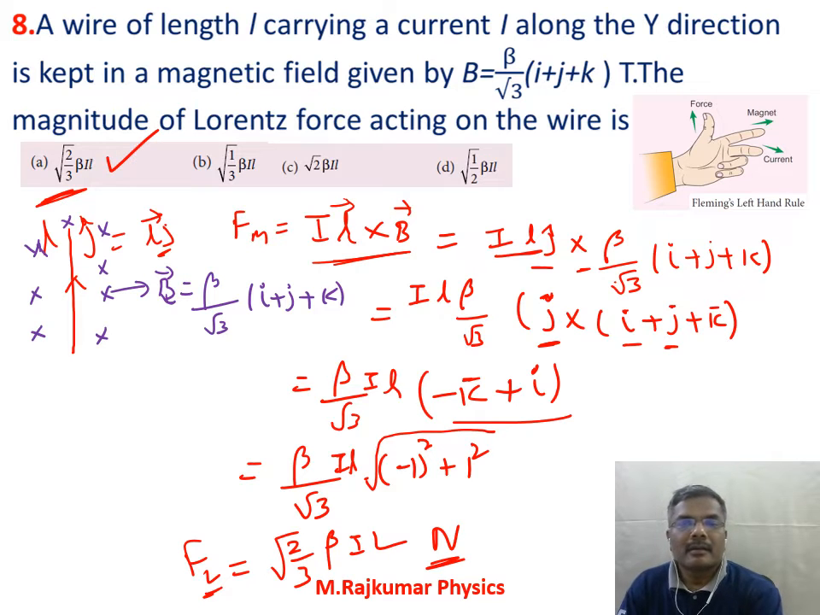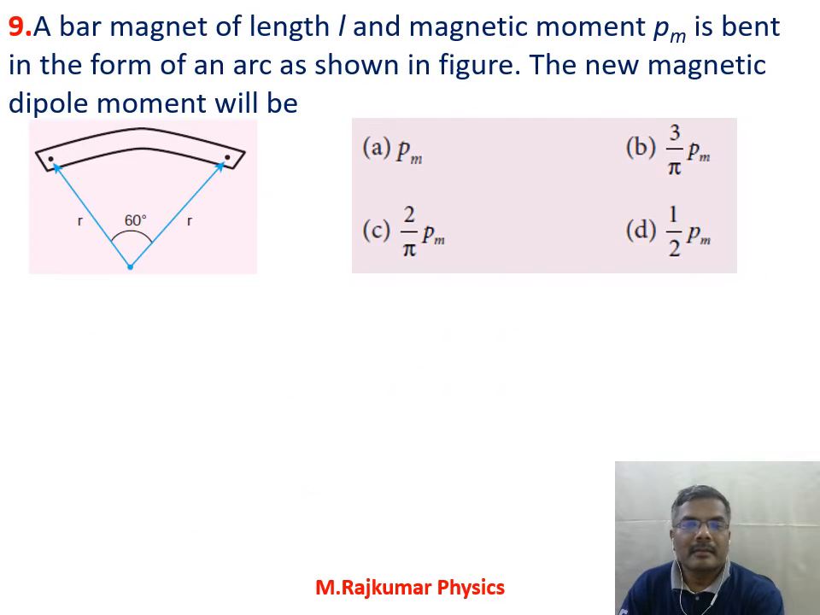Okay. We'll go to the next question. So here, the ninth question. A bar magnet of length L and magnetic moment Pm is bent in the form of an arc as shown in the figure. The new magnetic dipole moment will be.